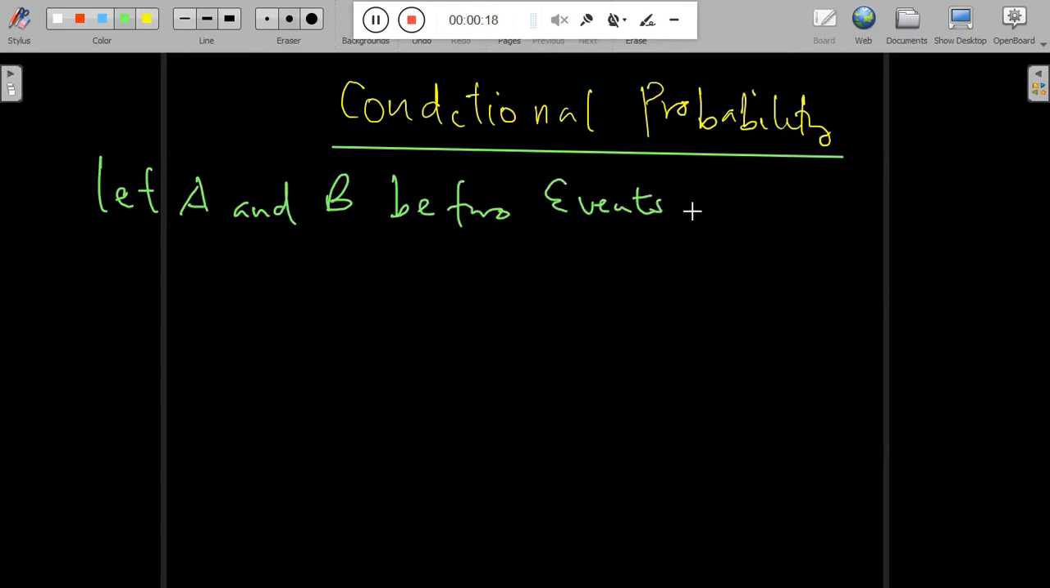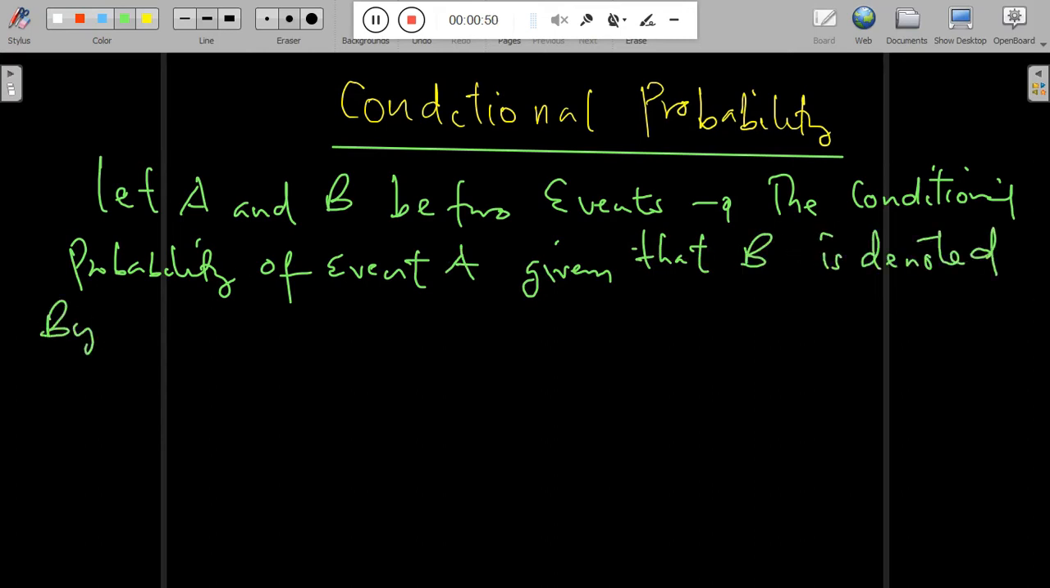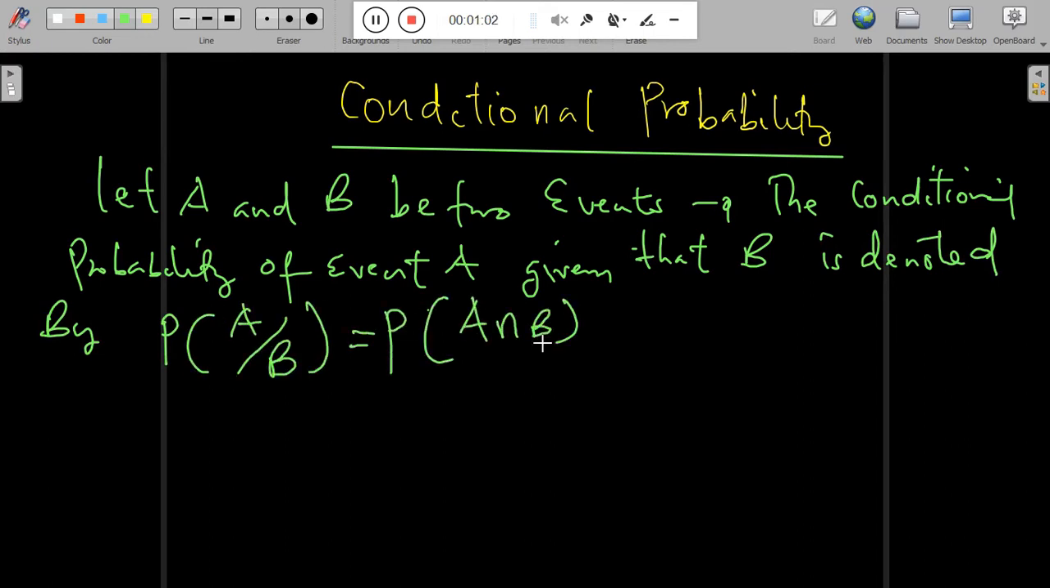For example, let A and B be two events. The conditional probability of event A, given that B has occurred, is denoted by P(A|B), which is equal to P(A ∩ B) over P(B), whereby P(B) is greater than 0.